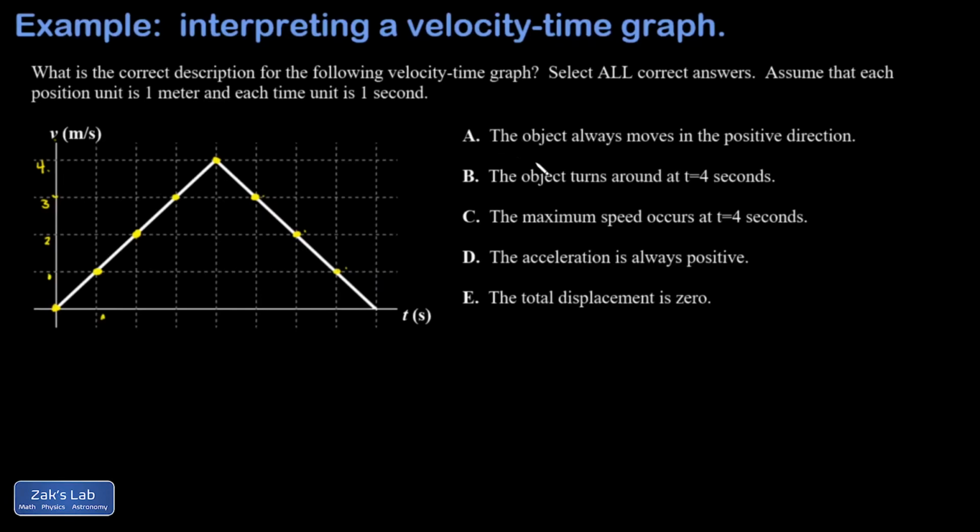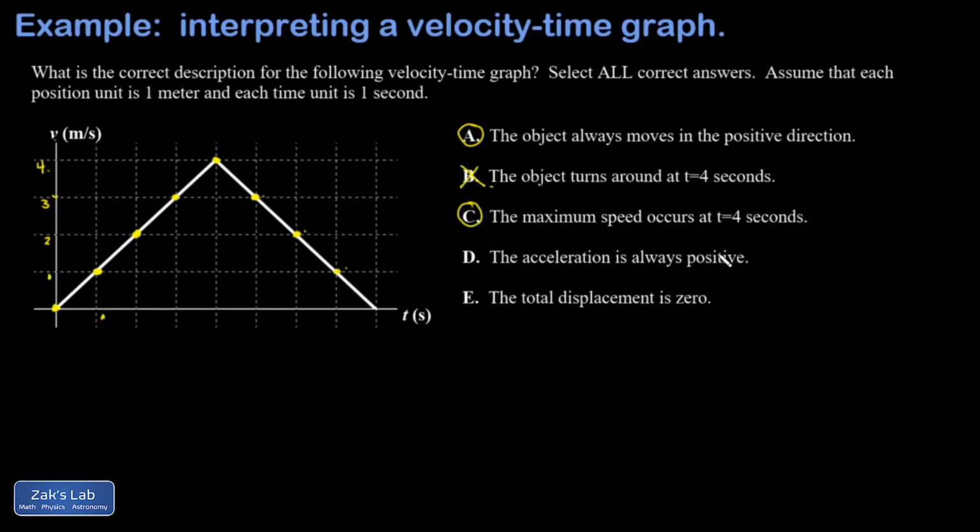Option A, the object always moves in the positive direction. That's true because the velocity is always non-negative. Option B, the object turns around at t equals 4 seconds. No. If this was a position time graph, that would be correct. And that's why I threw that distractor into the list. Option C, the maximum speed occurs at t equals 4 seconds. Yes, that's true. 4 meters per second, maximum speed.